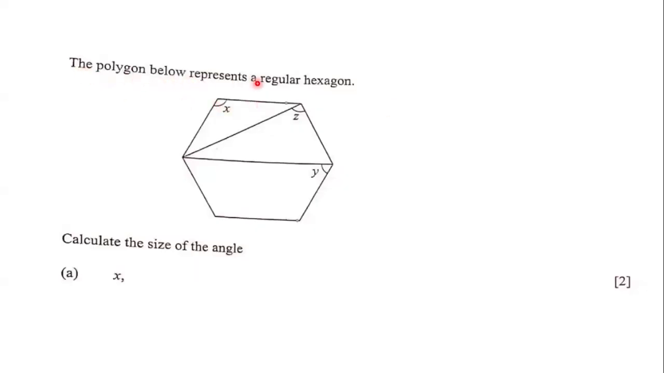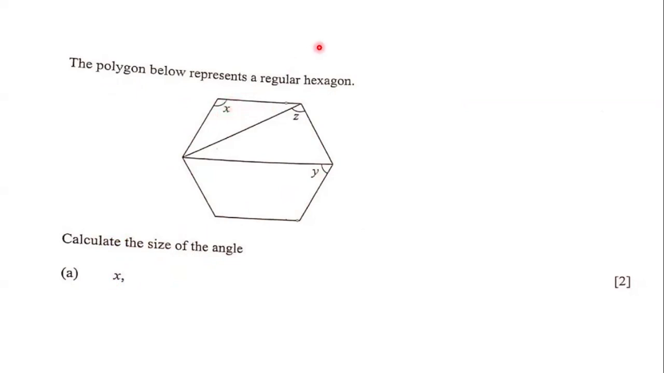The polygon below represents a regular hexagon. So here we have this polygon, which is a regular hexagon. And they ask us to calculate the size of the angle X. Now angle X is an interior angle of this hexagon.